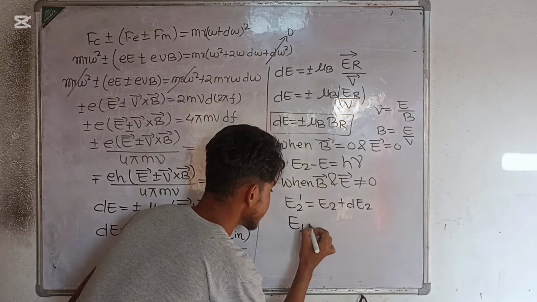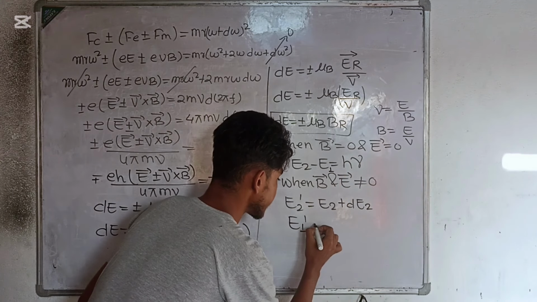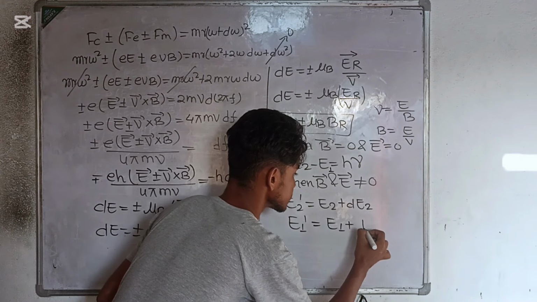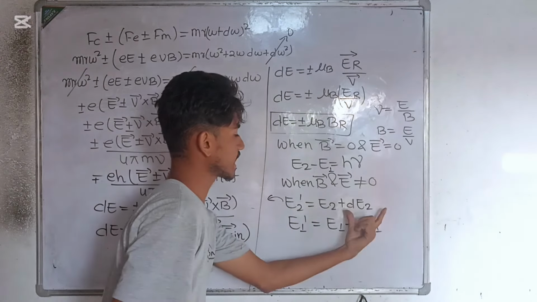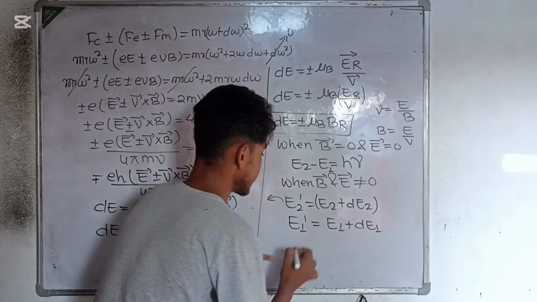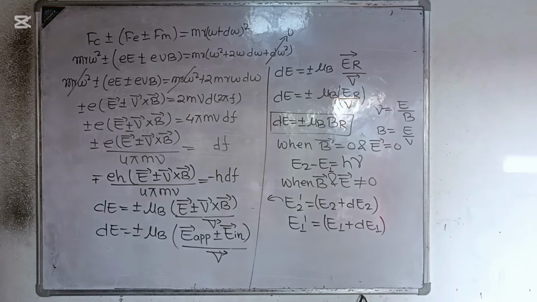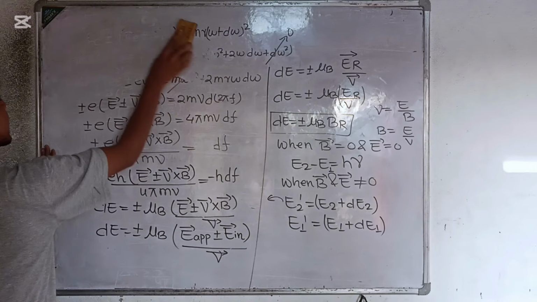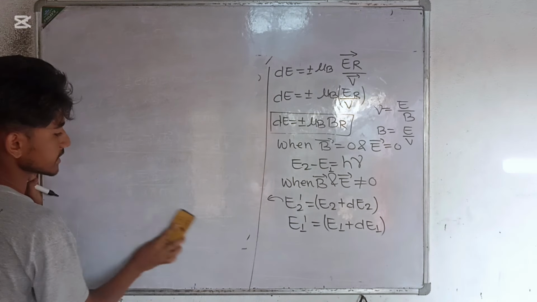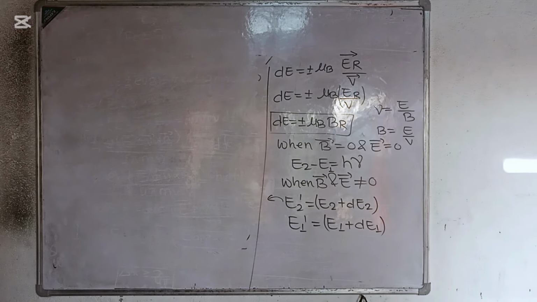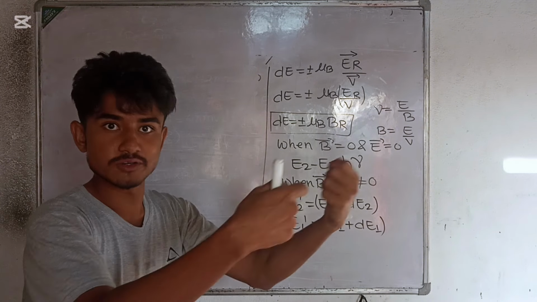So also E1 dash. E1 will change to E1 dash, and this would be E1 plus dE1. So the total energy in the second orbit in presence of electric and magnetic field would be this much, and the total energy in the first orbit would be this much, right? So are you still with me? Because I think I have shared a very complicated idea, and I think it is purely classical, whether it is or not. So the difference in these two energies gives you multiple spectrum.